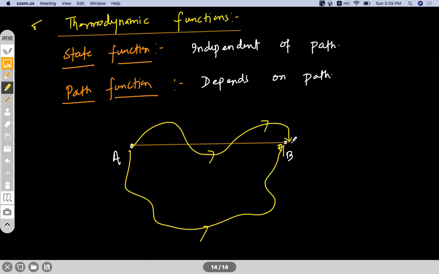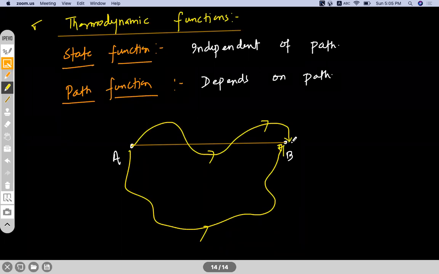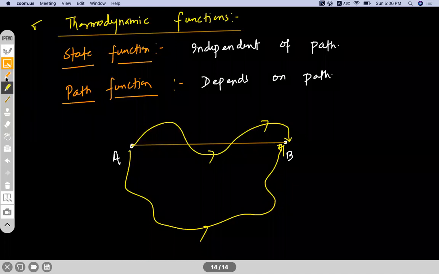It's like you want to go to Chennai from Bangalore, right? So you can go directly to Chennai, or you can go to Hyderabad and then Chennai, go to Delhi and then Chennai, whatever, right? So there are infinite number of paths possible, but the final destination is what? Is Chennai only. So here it is B. So A and B, two points we have, there are infinite number of paths possible. Now suppose there are three paths I have drawn over here.